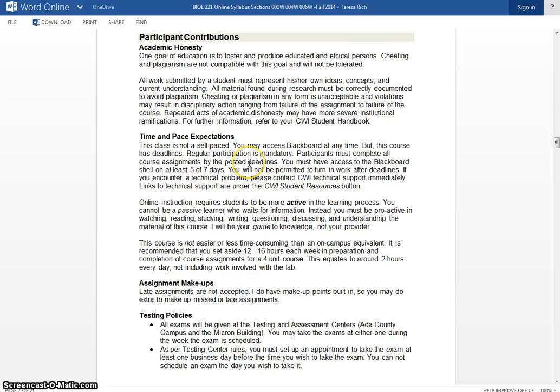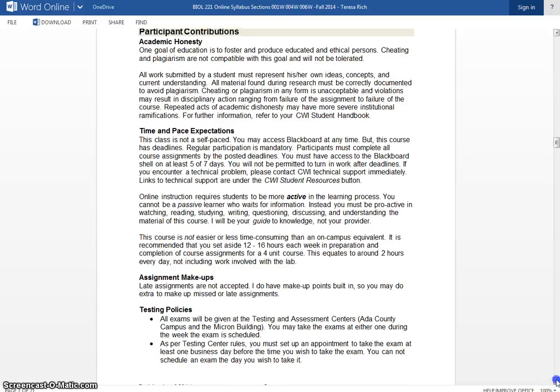Time and pace expectations. This class is not self-paced. And if you signed up for this online class thinking it was going to take less time than a traditional face-to-face class, I'm sorry, you're going to be spending just as much time. In fact, you can plan on spending 12 to 16 hours per week in preparation and completion of course assignments for this 4-unit course. That equates to about 2 hours per day, not including the lab. So make sure you have that budgeted in.